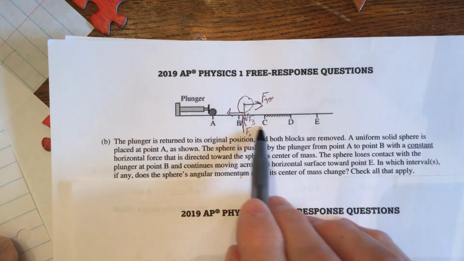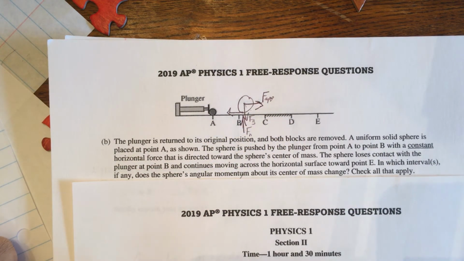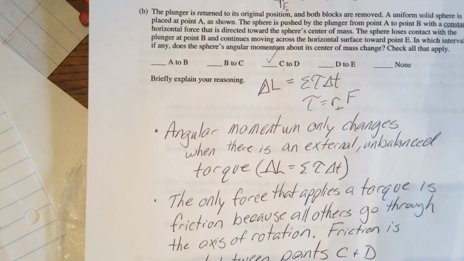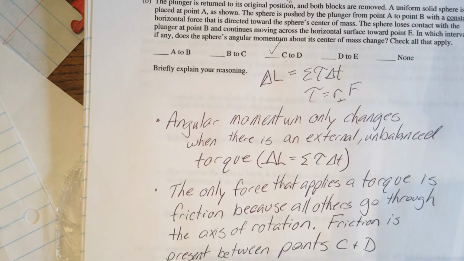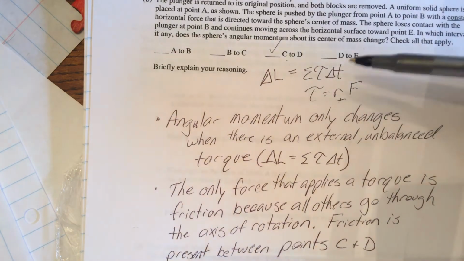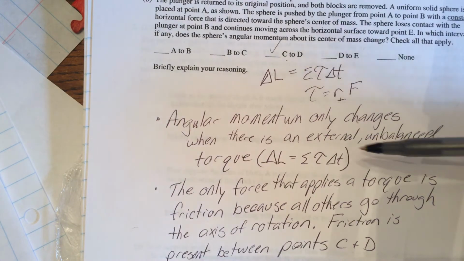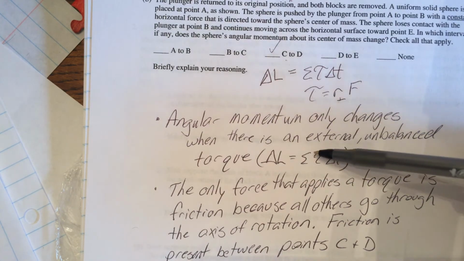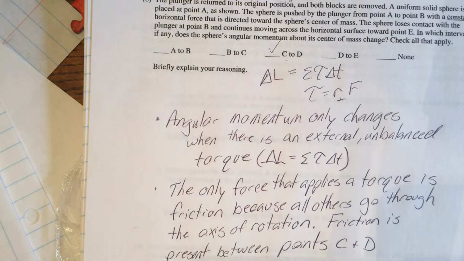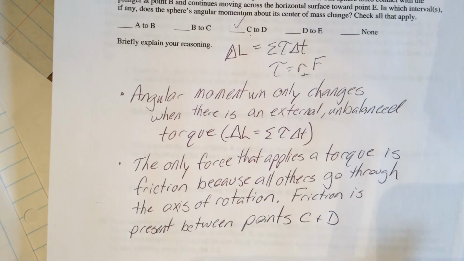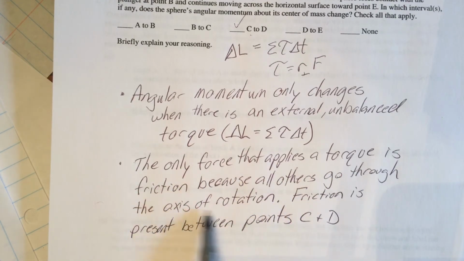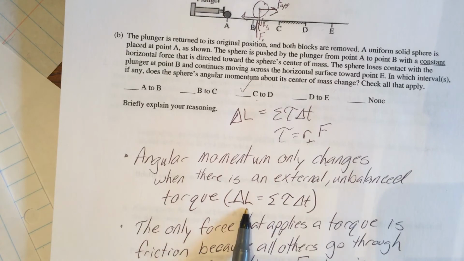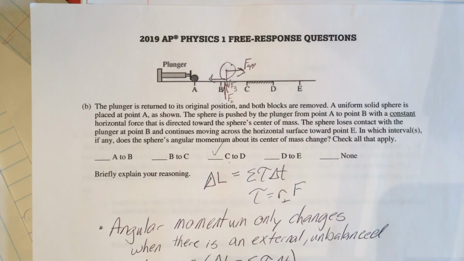Only the force of friction, which is applied here between point C and D, will apply a torque. And a torque is what is required to change your angular momentum. So this might have been wordier than was necessary, but these are the things you should say: the angular momentum will only change when there's an external unbalanced torque. And so that's found on your formula sheet in this impulse momentum theorem for rotation. The only force that applies a torque is friction, because the others go through the axis of rotation. And so friction being present between C and D will be applying a torque, and it will change the angular momentum. I hope you guys found that helpful.